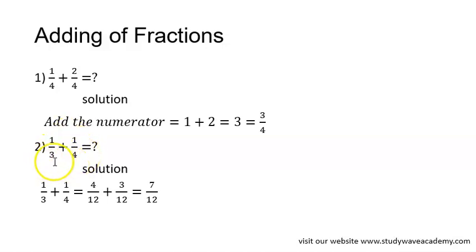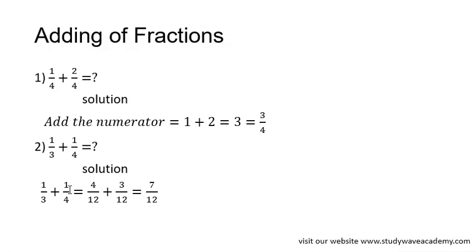Then here we have 1/3 plus 1/4. The denominators are different, so we'll have to look for a way to make them the same. So we have 1/3 plus 1/4, which equals 4/12 plus 3/12. Now the denominators are the same, so our answer is 7/12. Do we understand that? Very good. We have known how to add fractions.